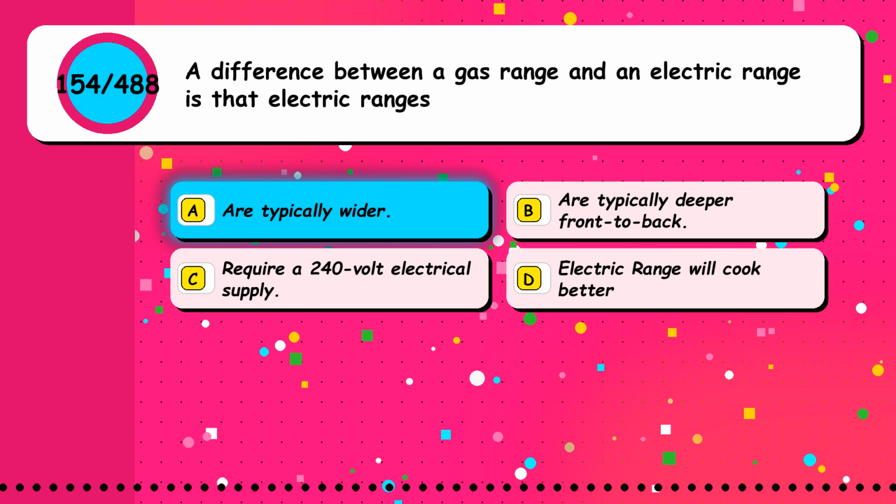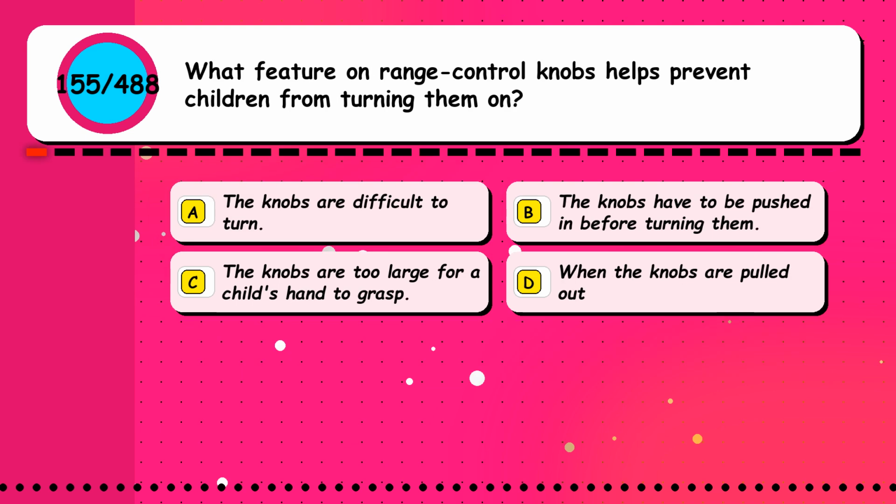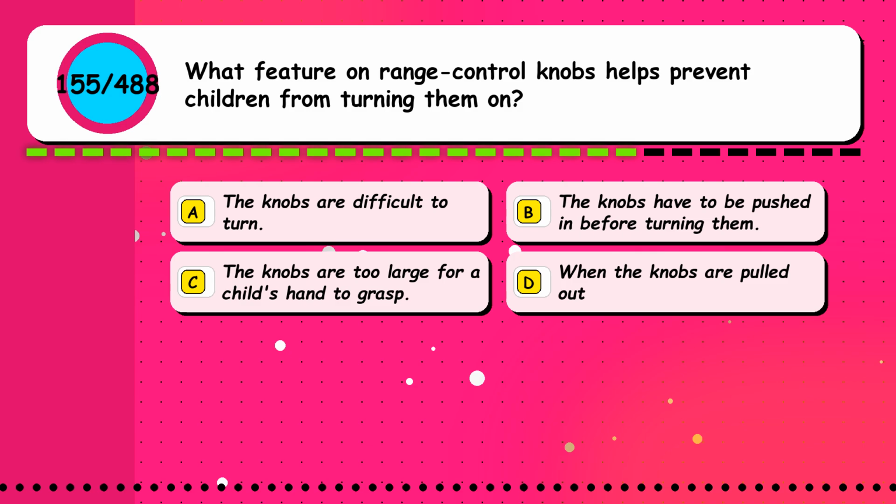The correct answer is option A, are typically wider. Require a 240-volt electrical supply. Question 155. What feature on range control knobs helps prevent children from turning them on? Option A, the knobs are difficult to turn. Option B, the knobs have to be pushed in before turning them. Option C, the knobs are too large for a child's hand to grasp. Option D, when the knobs are pulled out.